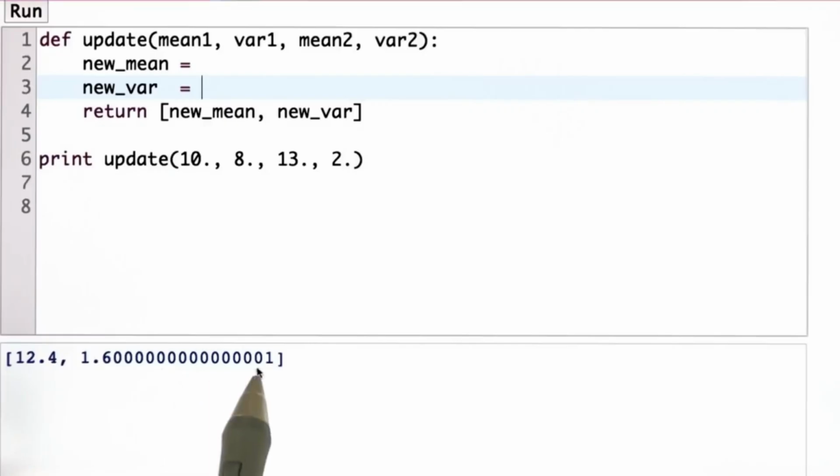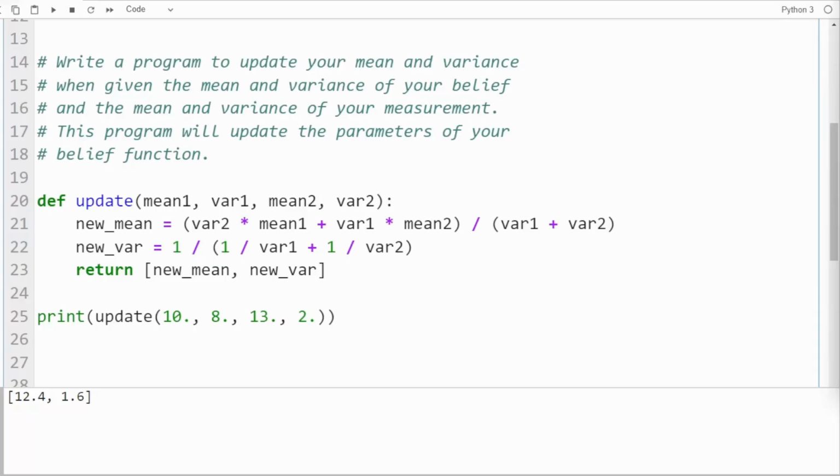Of course, Python tends to not give you the exact output, so there's a couple of zeros over here, but ignore those. The answer is effectively 12.4 and 1.6. Can you fill in those gaps? And here's my answer. This is the expression for the mean. This is the one for the variance. I run it. I get the exact same answer.